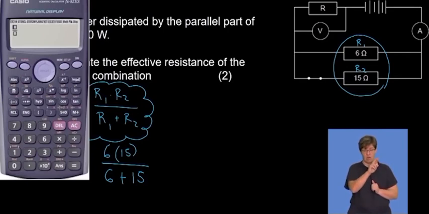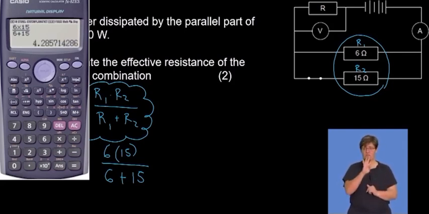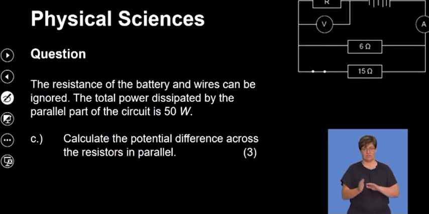Okay, R1 is 6 times 15, and then at the denominator is the sum of those two, 6 plus 15. So our effective resistance is 30 over 7, which gives us 4.29 ohms. And 4.29 ohms is actually less than 6 ohms, which says our answer is correct. That's one way of verifying. So RP is equal to 4.29 ohms.